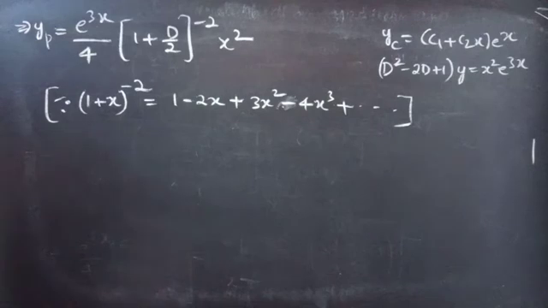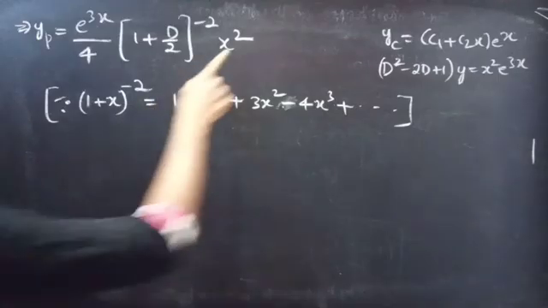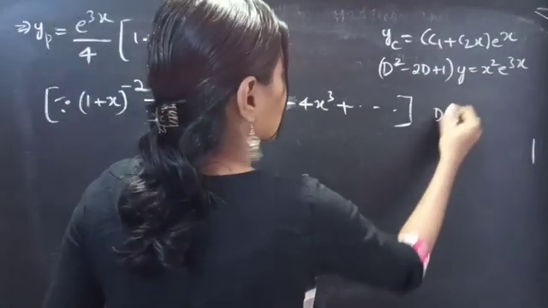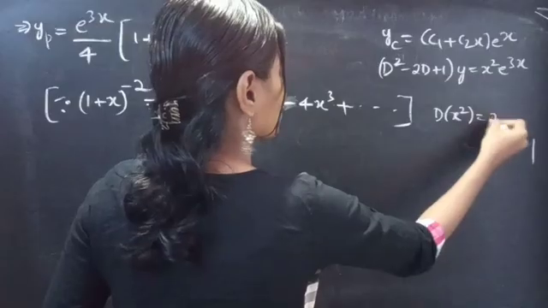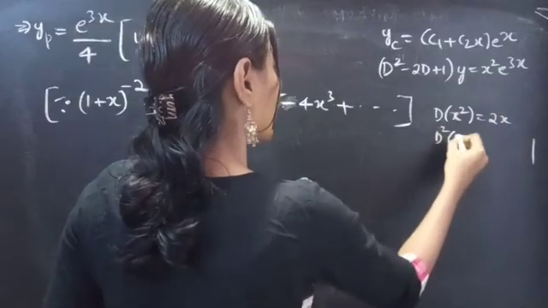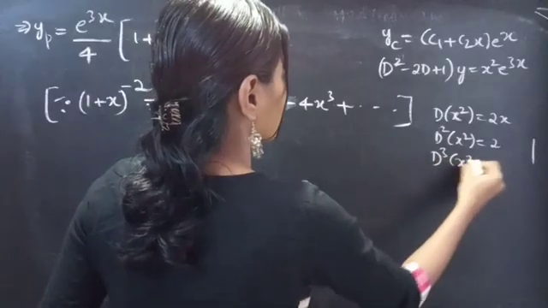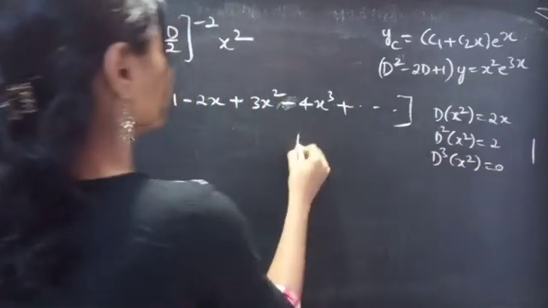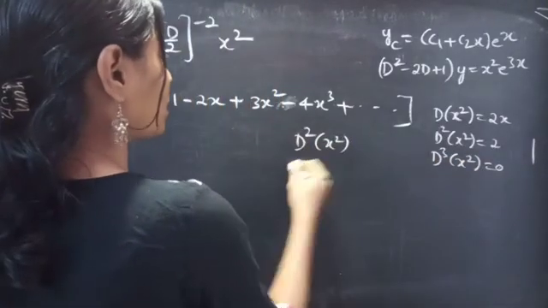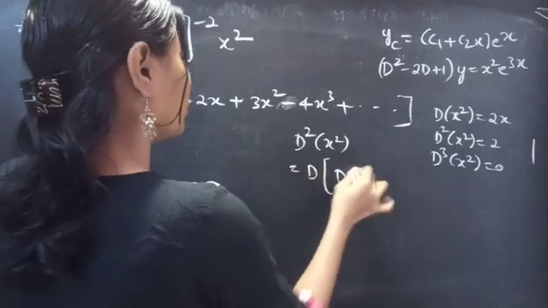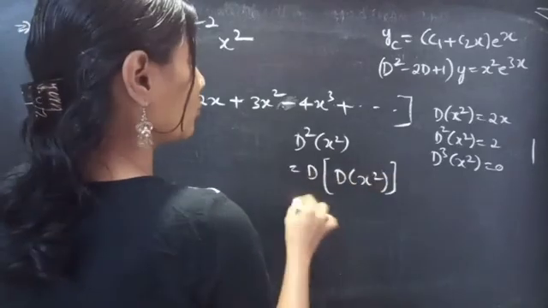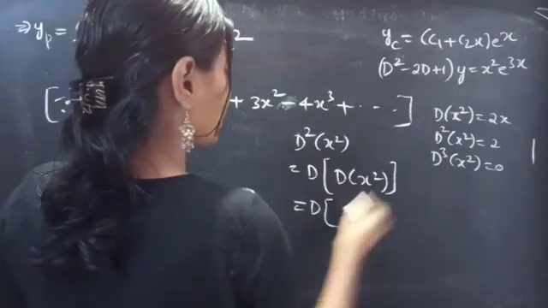Okay. So before going to expansion, let's find derivatives of x square firstly. Derivative of x square is 2x. D square of x square is 2. D cube of x square is 0. Right? See? D square of x square can be written as derivative of derivative of x square. We know the value of derivative of x square, which is 2x.